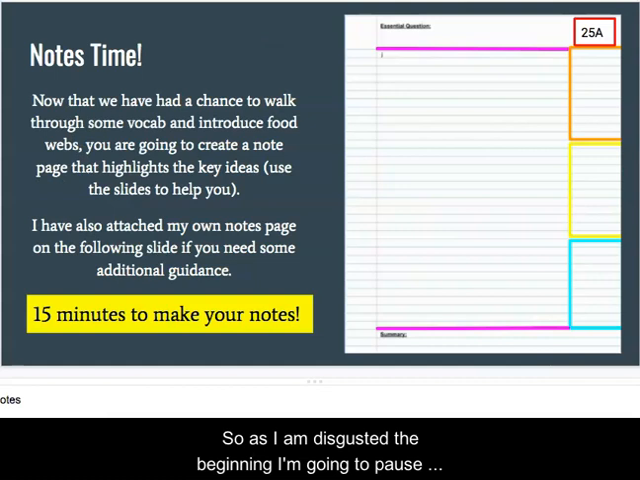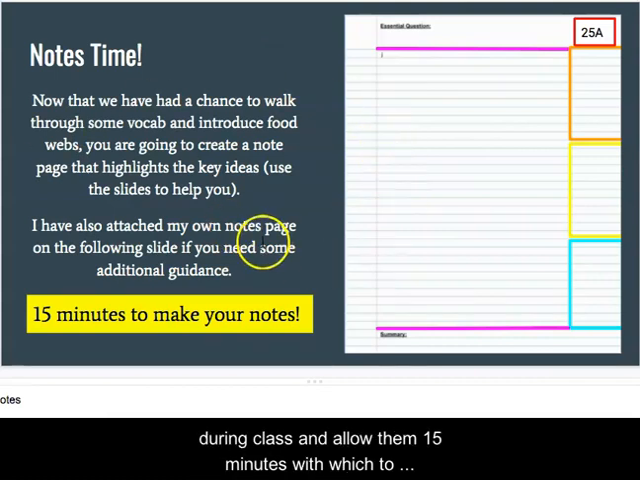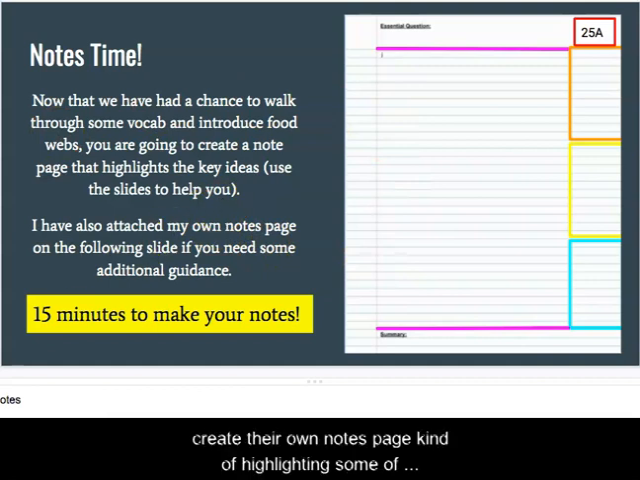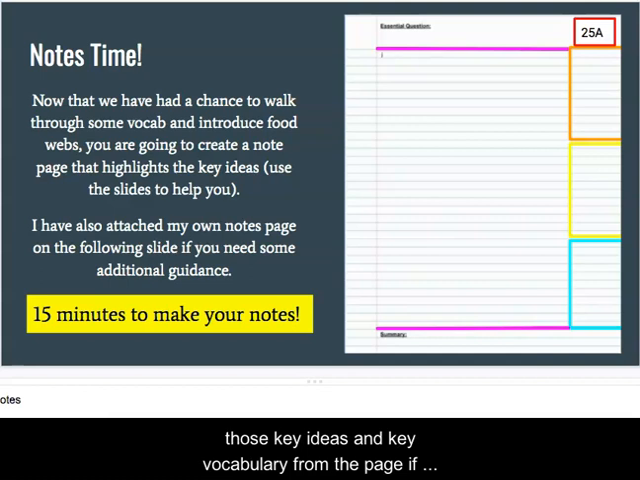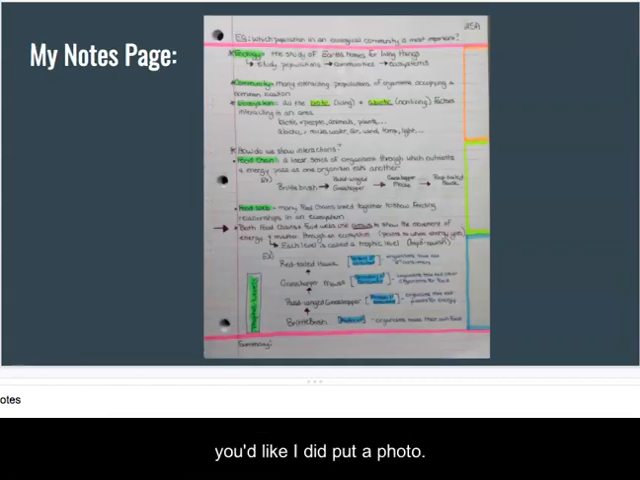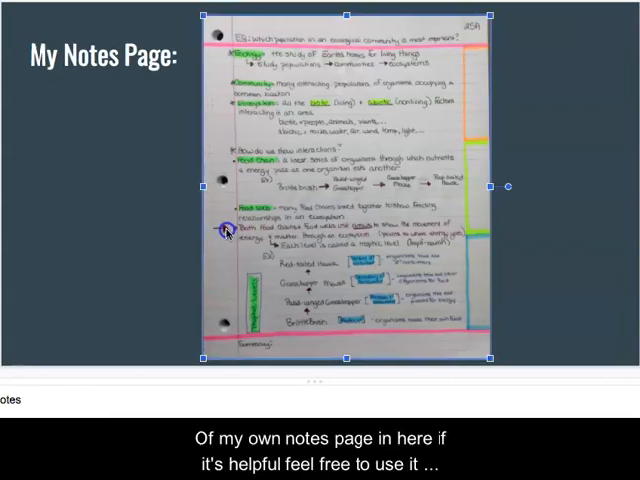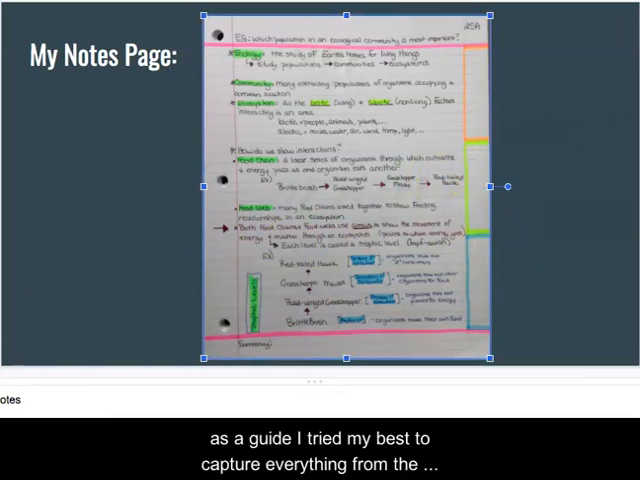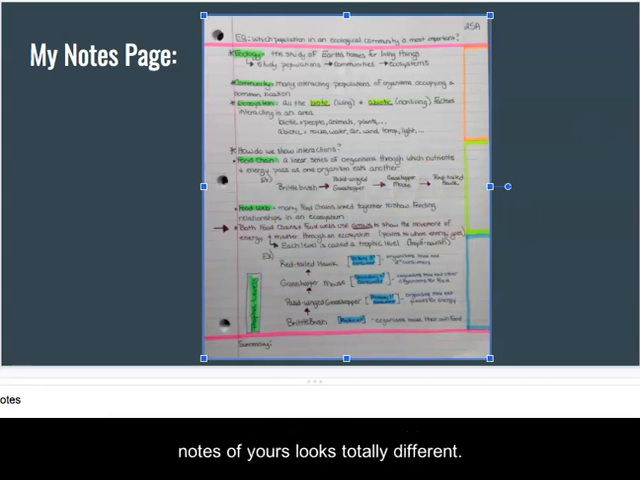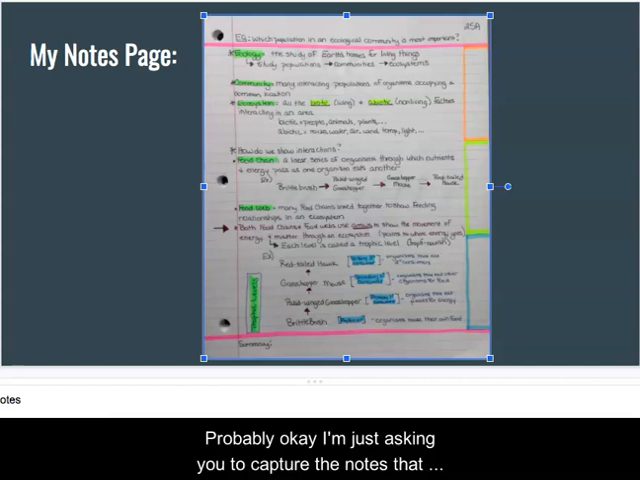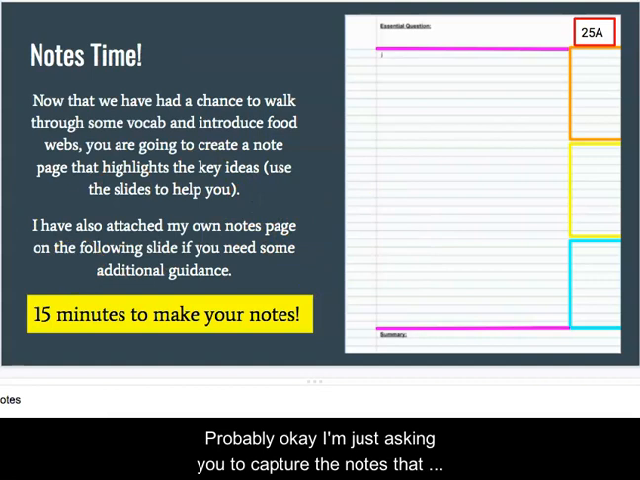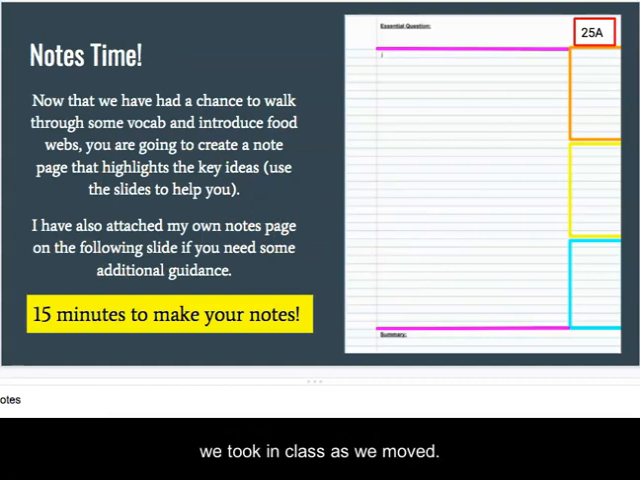As I had discussed at the beginning, I'm going to pause during class and allow them 15 minutes with which to create their own notes page, kind of highlighting some of those key ideas and key vocabulary from the page. If you'd like, I did put a photo of my own notes page in here if it's helpful. Feel free to use it as a guide. I tried my best to capture everything from the notes. If yours looks totally different, probably okay. I'm just asking you to capture the notes that we took in class as we moved through.